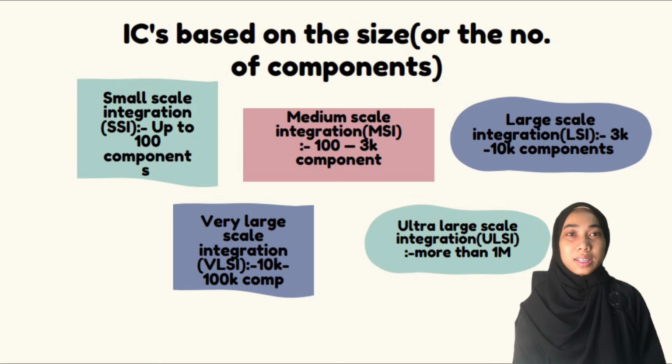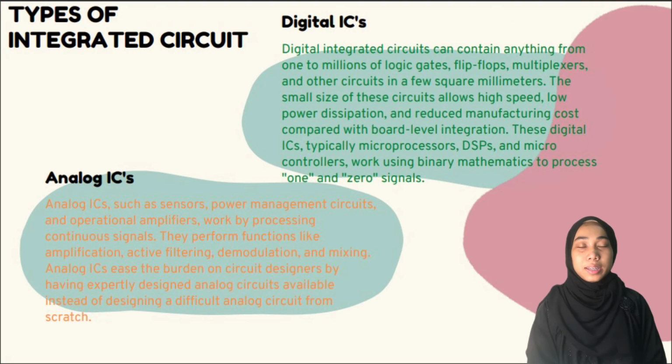Integrated circuits come in different sizes: small scale integration up to 100 components, medium scale integration 100 to 3000 components, large scale integration 3000 to 10,000 components, very large scale integration 10,000 to 100,000 components, and ultra large scale which is more than 1 million. There are 2 types of integrated circuit, which are analog and digital.